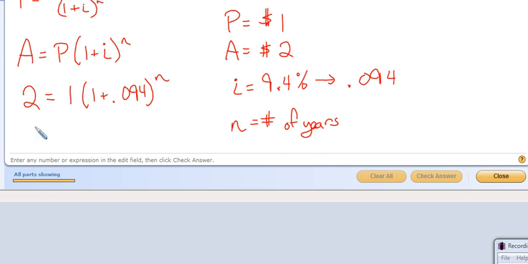Alright, so now we continue to solve. At this point, we can't do anything inside of here, so I guess we could divide by 1, which really doesn't do anything for us, but I just wanted to show you the idea. We would divide by 1, and those 1's cancel. That leaves us with (1 plus 0.094) to the nth power equals 2.